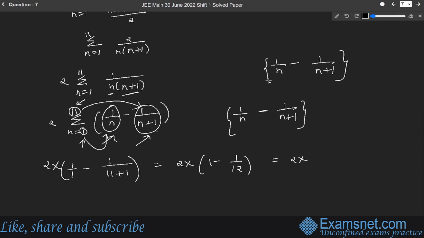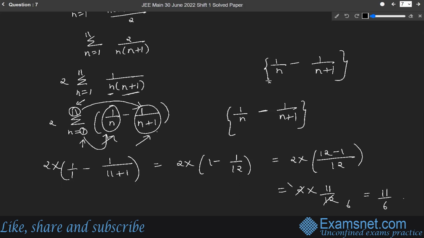Now we will take the LCM. LCM will be 12 and numerator will be 12 minus 1. So it will be 2 into 11 upon 12. 2 ones are 2 and 2 sixes are 12. So this is equal to 11 by 6. So the value of the given expression is equal to 11 by 6.